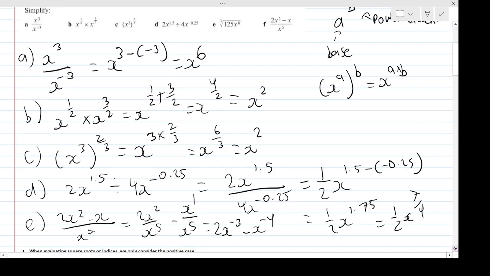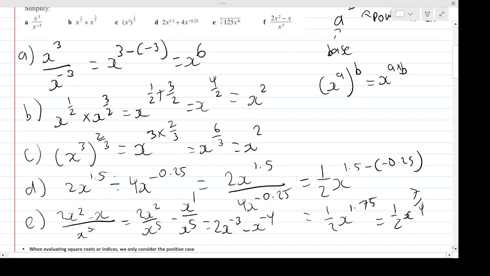So there's no more big fraction going on. We simplified it. So those are the indices. Hopefully you recognise that the whole idea is essentially it just works in the exact same way with index laws that we looked at earlier. It's just with fractions thrown in. It's the exact same sort of concept.